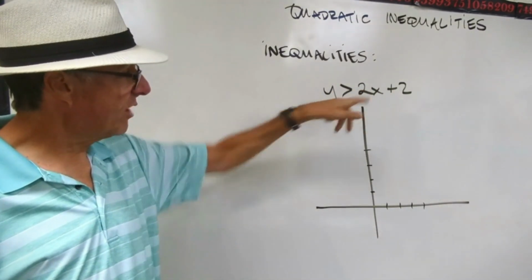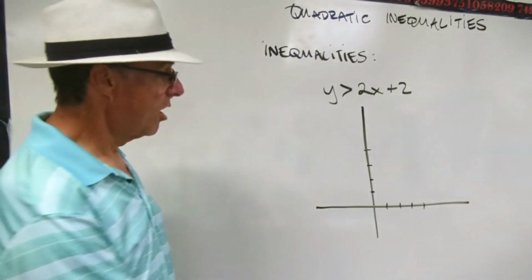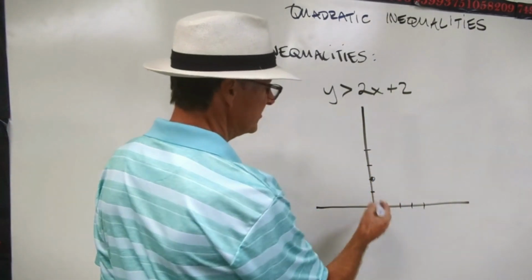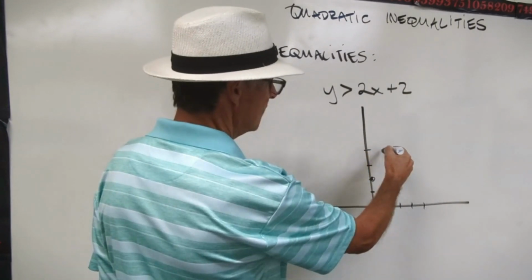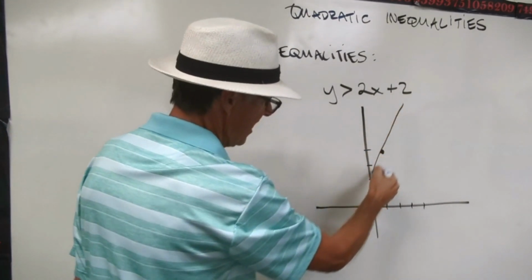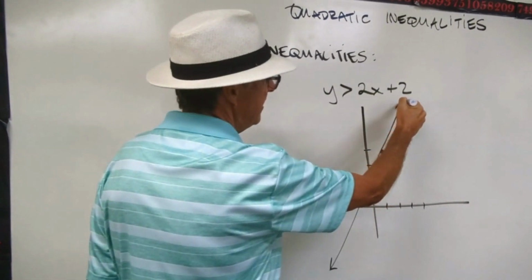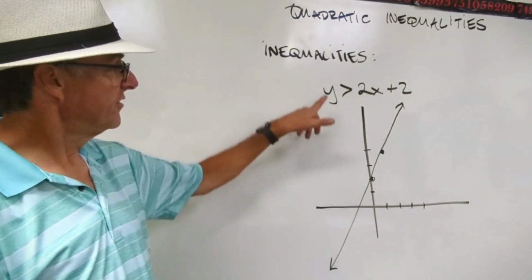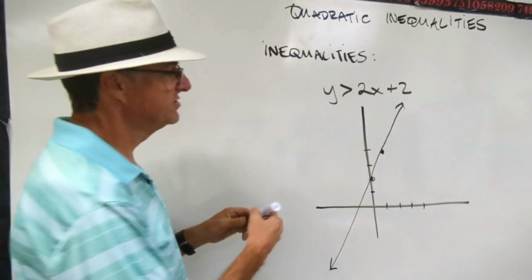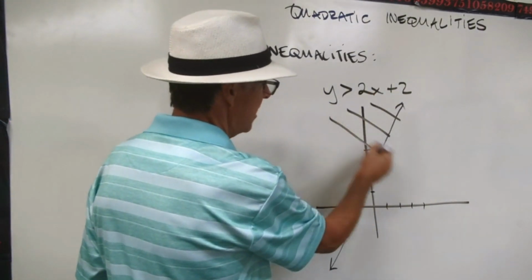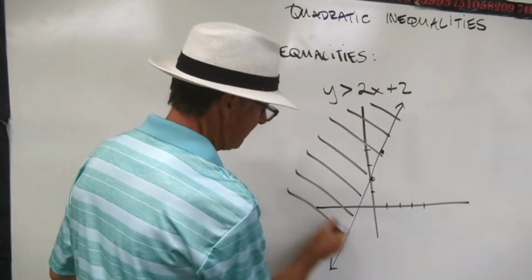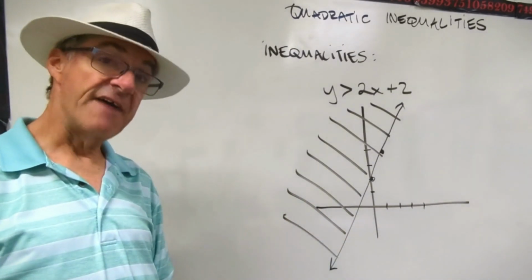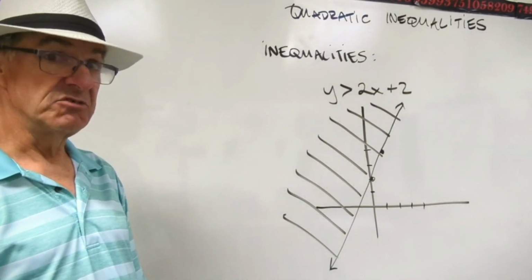Now we can graph these. So let's take a look and graph our linear equation here. Our y-intercept is 2, and we have a slope of 2, so that's up 2 over 1. So here is our graph. That's the graph of y equals 2x plus 2. The graph of y is greater than 2x plus 2 is a shaded region that's above this graph. So that's how we graph that linear inequality.